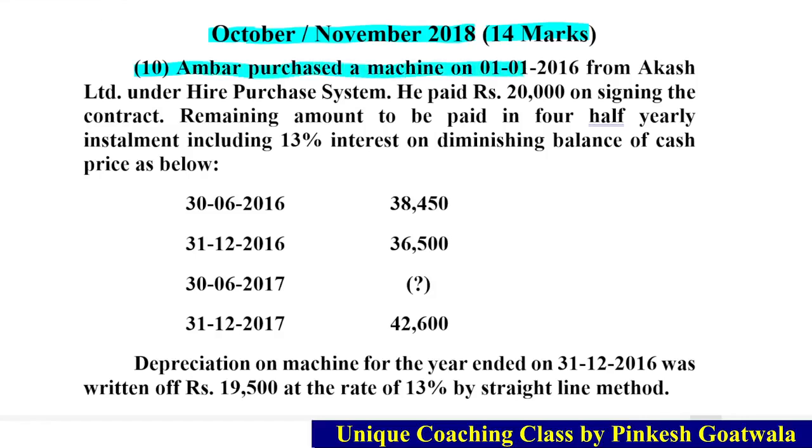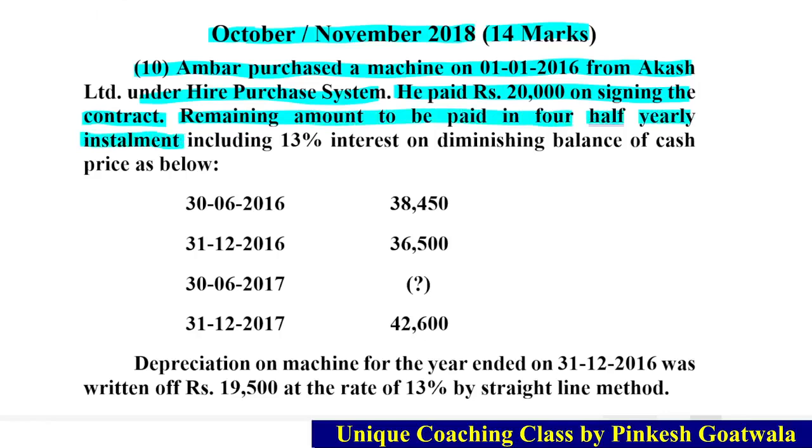Amar purchased a machine on 1/1/2016 from Akash Limited under hire purchase system. He paid 20,000 on signing the contract. It means down payment 20,000. The remaining amount is to be paid in 4 half yearly installments.